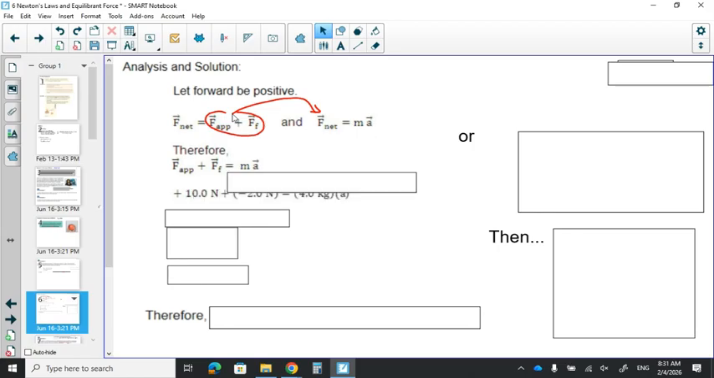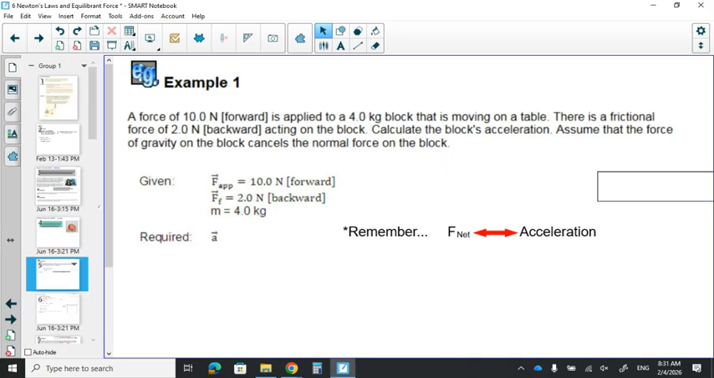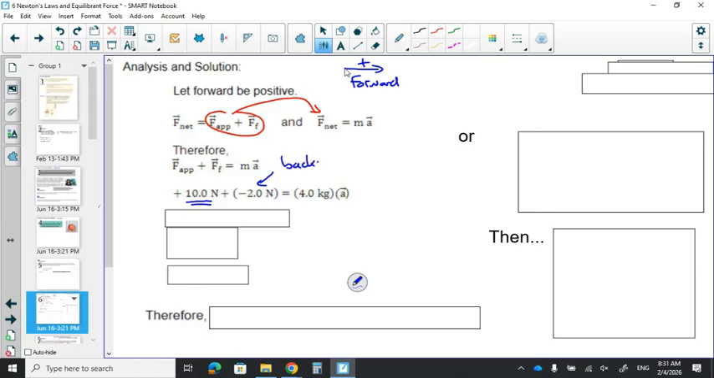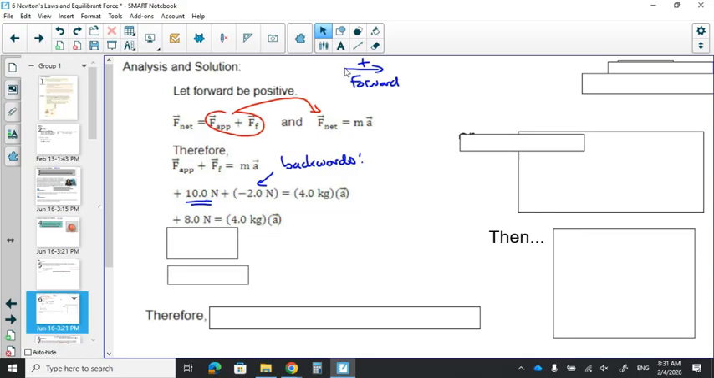Then we can put some numbers in. In the question, the force was being applied forward, so we call forward positive. That's why the 10 newtons is forward and then the friction is backwards. On the other side we have our ma, which is the mass times the acceleration. The mass was given as 4 kilograms. Combine those things, and we end up with the 8 newton net force.